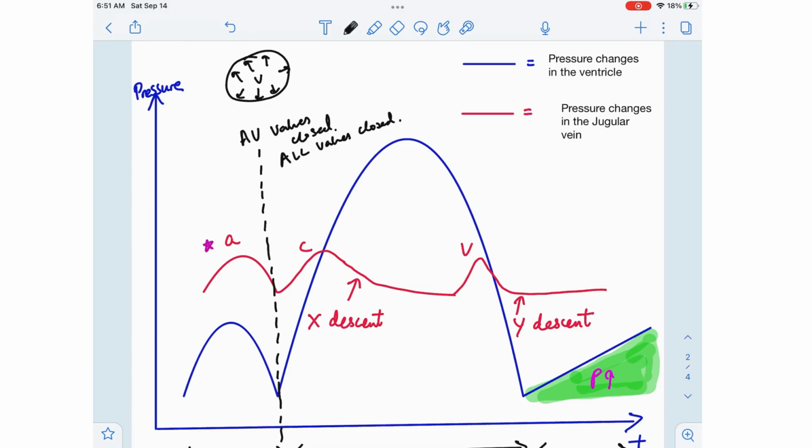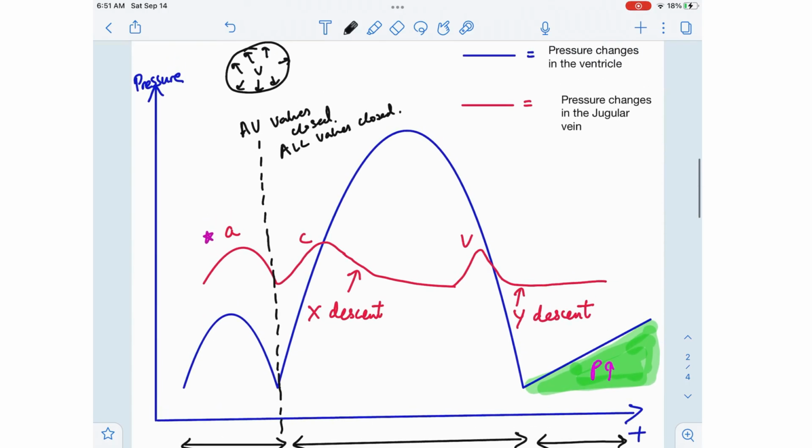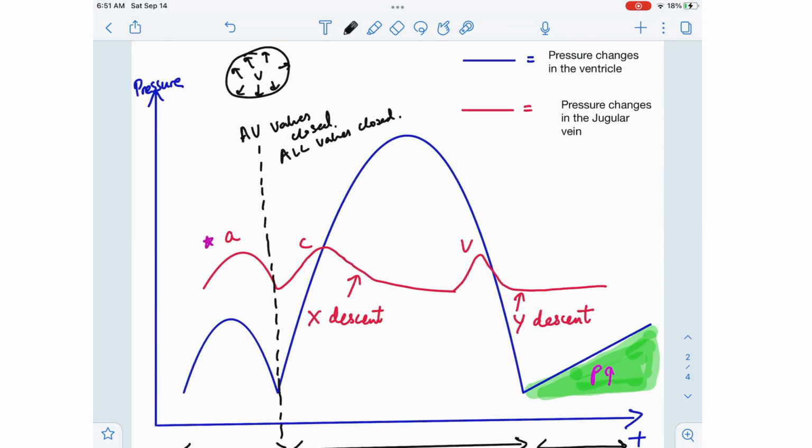So, at the end of atrial contraction, at the end of atrial systole, your ventricles are filled with blood, right? And all the valves are closed. It's a closed chamber. This blood inside the ventricle will start to exert pressure against the walls of the ventricles, and the ventricle will start to contract against a closed chamber, right? This is called isovolumetric contraction.